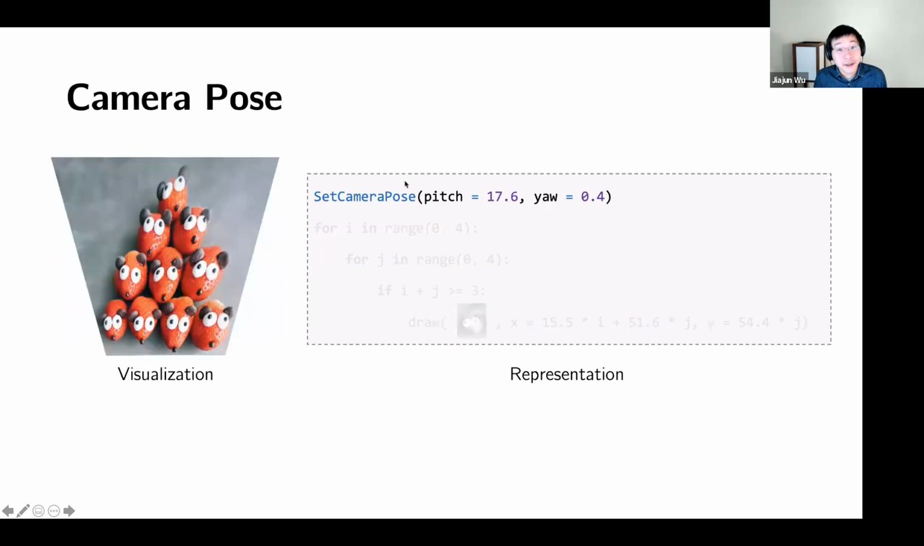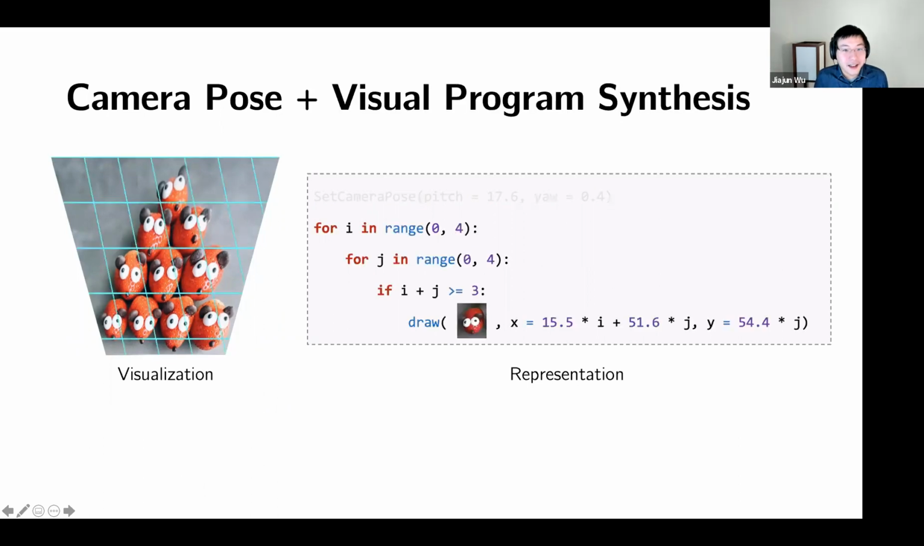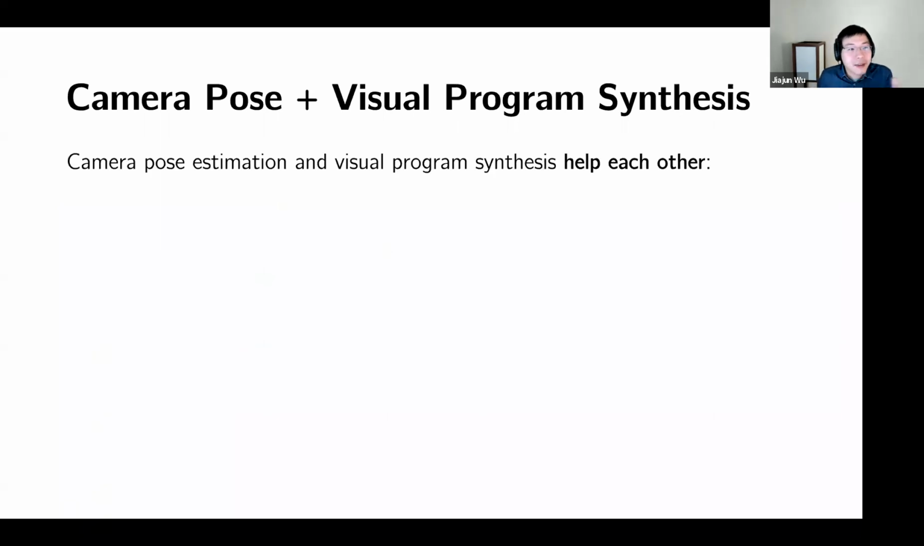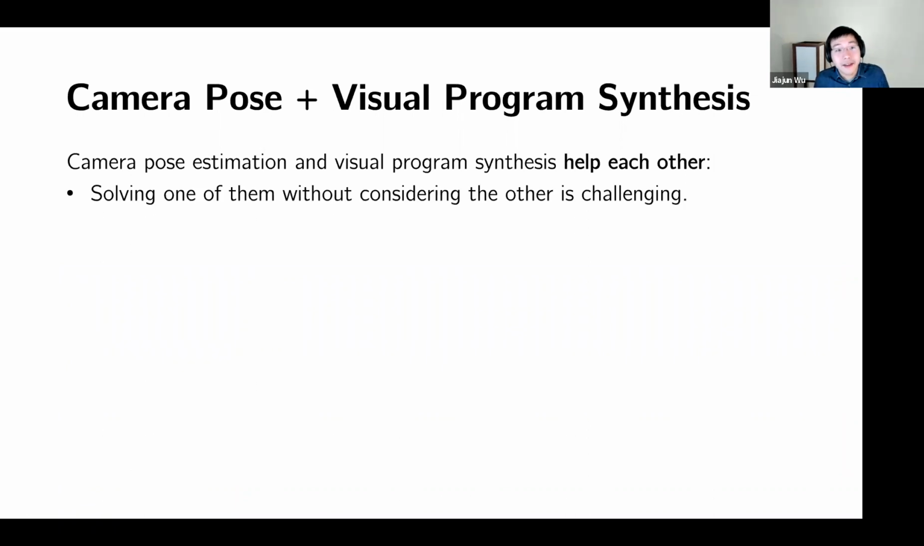So if you can really use that camera pose parameter, you should be able to now rectify the image, right? To undo the perspective projection, so that your program will easily explain the regular structure or repeating objects in the image. So this is a natural extension of our previous work, because now we no longer assume we're looking at a scene from a certain top-down camera position or viewpoint. Okay. The key observation in this work is we found that camera pose estimation and visual program synthesis can really help each other. And actually solving each of them without considering the other is very challenging.